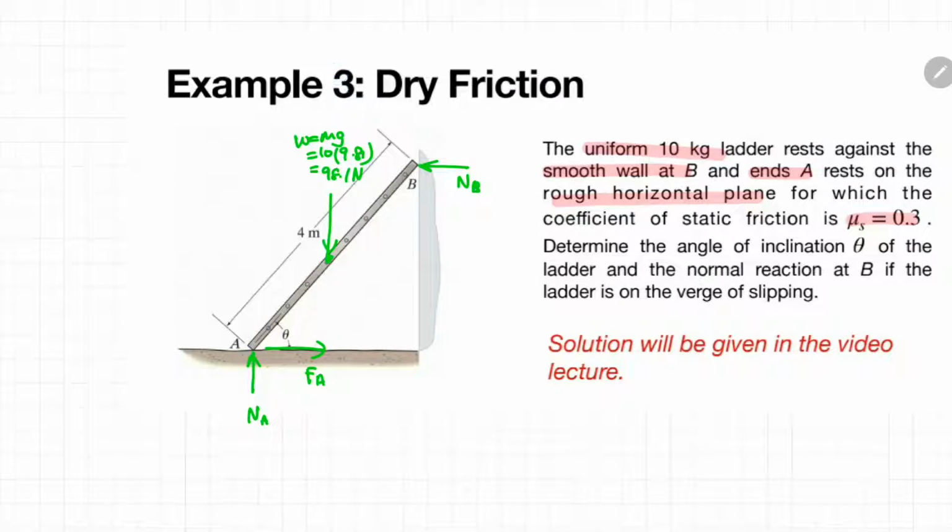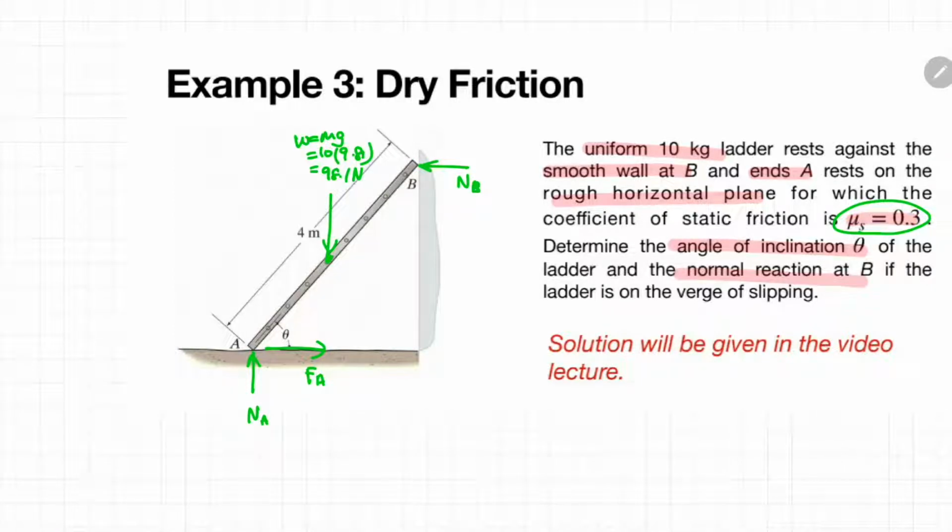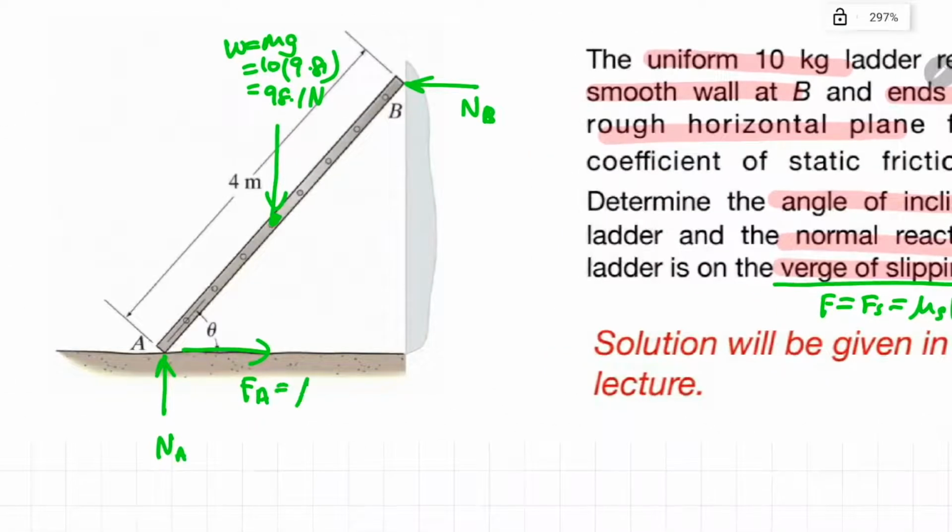This question also gives that the coefficient of static friction is mu equals 0.3. They want to know what is the angle of inclination theta and what is the normal reaction at B, which is NB, if the ladder is on the verge of slipping. If it is on the verge of slipping, then the magnitude of the limiting friction is equivalent to the formula mu N. So you just substitute mu N in this equation, and given that mu is 0.3, the friction at point A would be 0.3 NA.